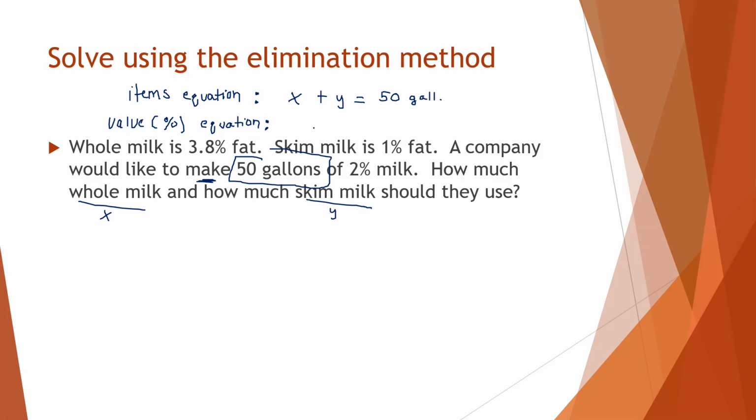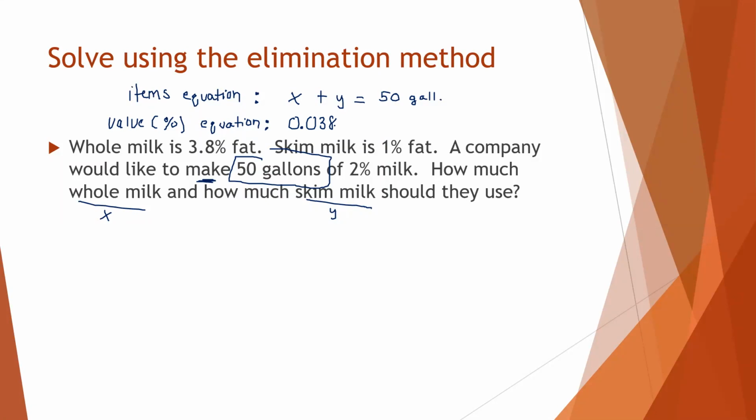My next equation is going to bring in values. So when I think about the value, the thing that is of value here is the amount of fat. That's the differentiator between the whole milk and the skim milk. So I have this goal of creating 2% milk, which has 2% fat. And how much is the whole milk contributing to that goal? Well, it's contributing 3.8%. So that is its value or its contribution. So I know to change percents to a decimal. So 3.8 divided by 100 gives me 0.038.